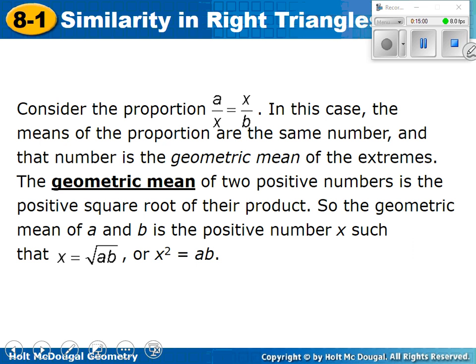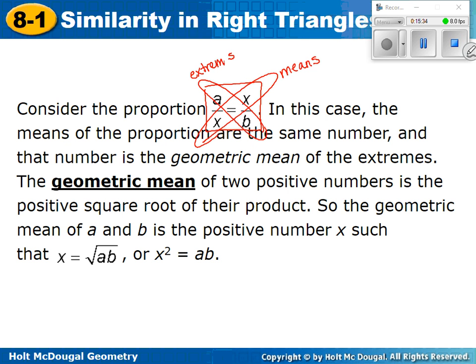Okay, so geometric mean, we're going to talk about what this is, and then I'm going to show you why we're learning it in a second. So first of all, they're going to ask you to look at this proportion. This proportion gives us A over X equals X over B. In this case, the means of the proportion are the same number. Now, I don't know if you guys have ever learned this, so you may want to write this down in your notes. This is called the means diagonal, and this is called the extremes diagonal.